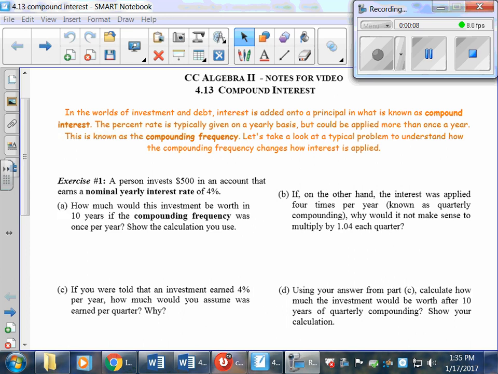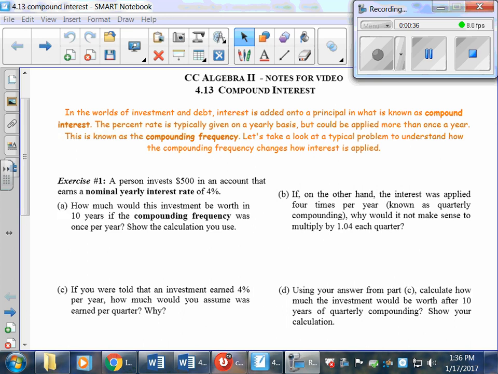Today's lesson is 4.13, Compound Interest. In the world of investment and debt, interest is added onto a principal in what is known as compound interest. The percent rate is typically given on a yearly basis, but could be applied more than once a year. This is known as compounding frequency. Let's take a look at a typical problem to understand how the compounding frequency changes how interest is applied.